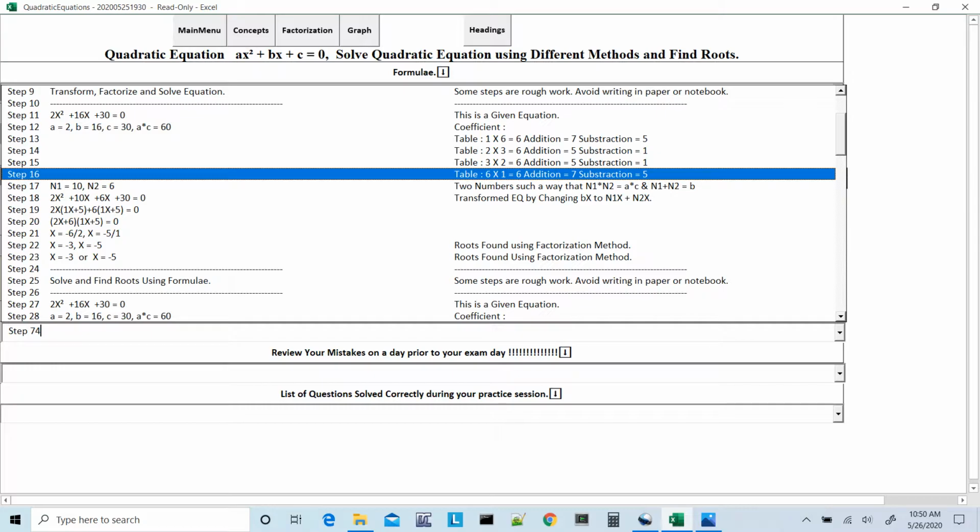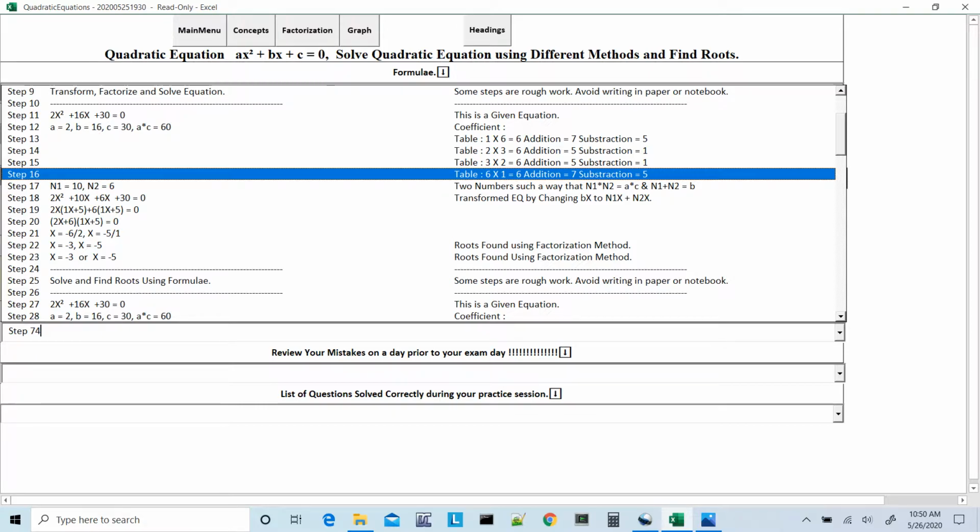As I said, in this case, the equation is 2x square plus 16x plus 30 is equal to 0. So what are the coefficients? A is equal to 2, B is equal to 16, C is equal to 30, and A into C is equal to 60. Look at step number 12. On the right hand side, this is just a hint of which table it used. It has used the table of 6. So 6 into 10 is equal to 60 and 6 plus 10 is equal to 16. So your B is 16, 6 plus 10, and 6 into 10 is 60, A into C is equal to 60. You found the two numbers.